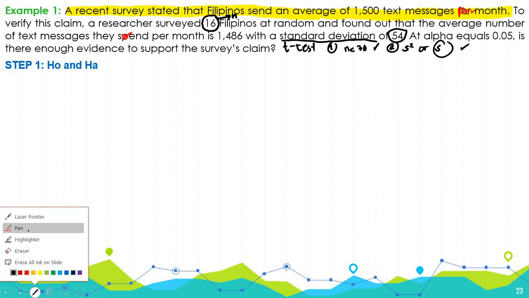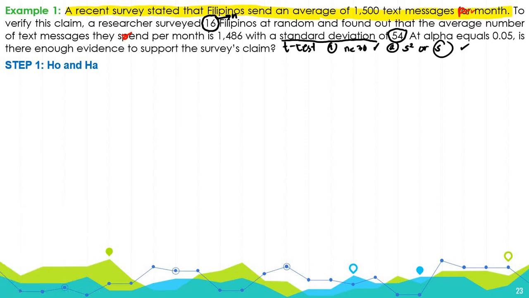So how do we state now our null hypothesis? We can state it in symbols or we can also state it in words. So in symbols, the null hypothesis is mu equals 1,500, or the average number of text messages sent per month for all Filipinos is 1,500.